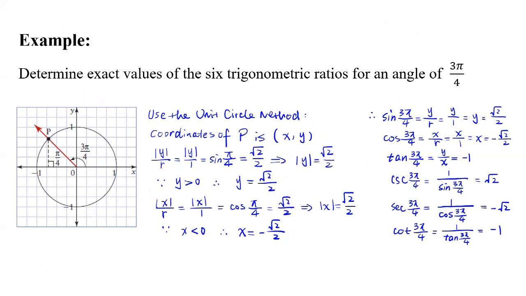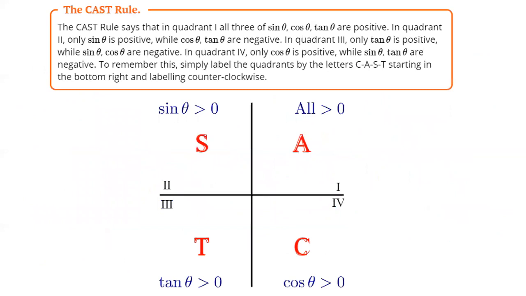All right, if you don't have any questions, let's have a look at the CAST rule. The CAST rule says that in quadrant 1, all three of sine, cosine, and tangent theta are positive. So we put an A. A stands for all here. All of the primary trigonometric ratios are positive in the first quadrant. And in the second quadrant, only sine is positive, right? While cosine and tangent theta are negative. And in the third quadrant, only tangent theta is positive.